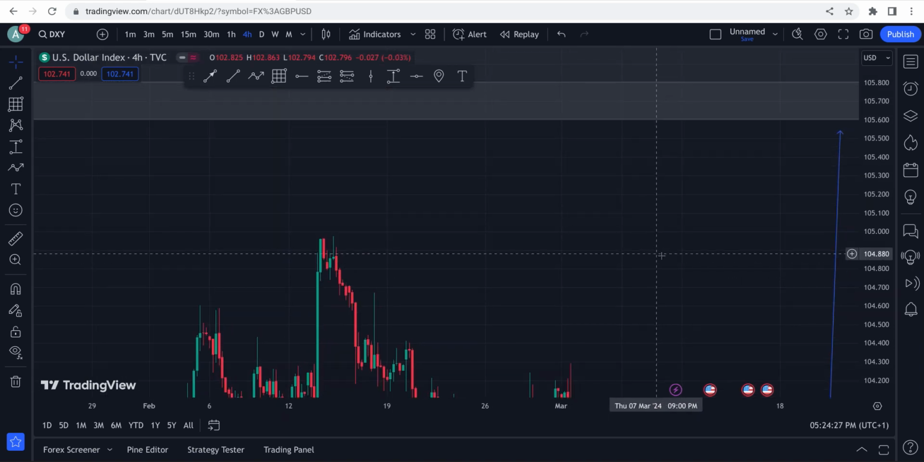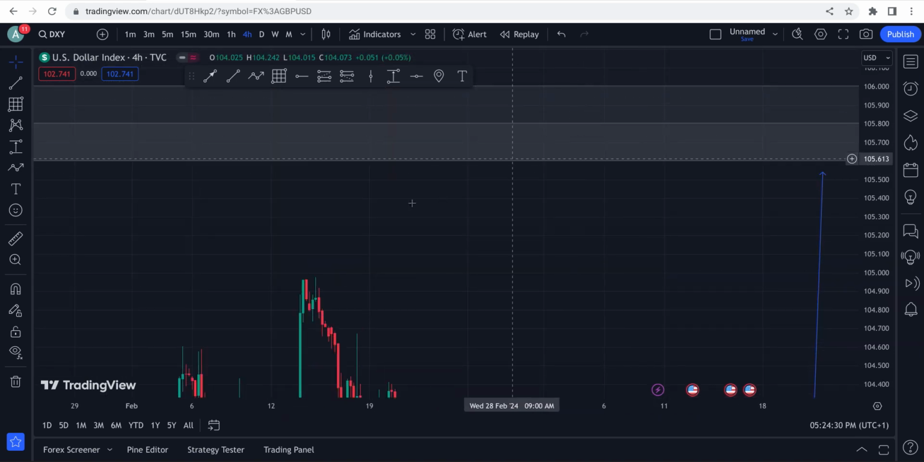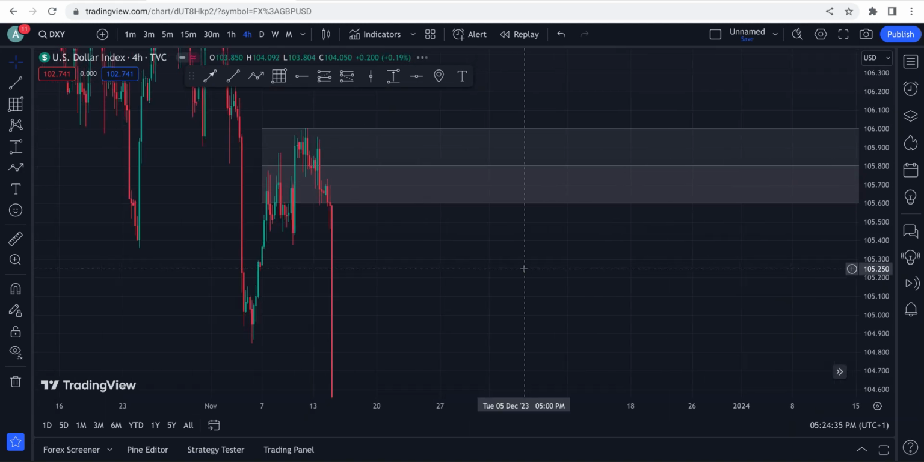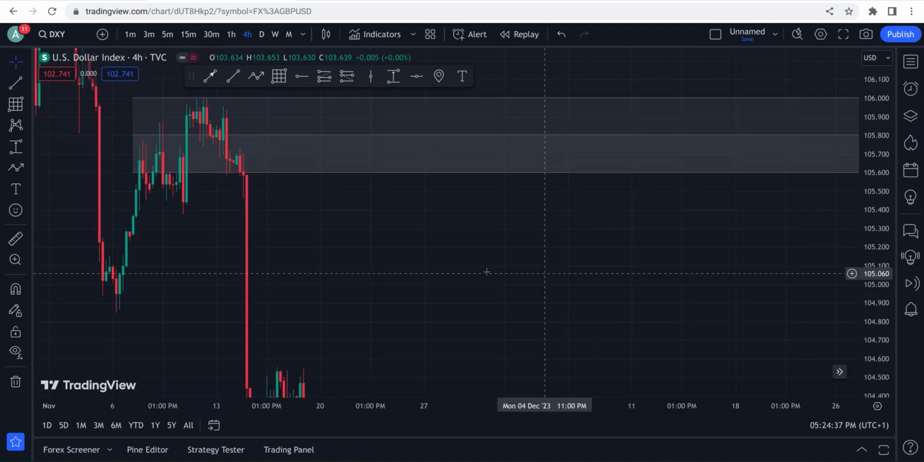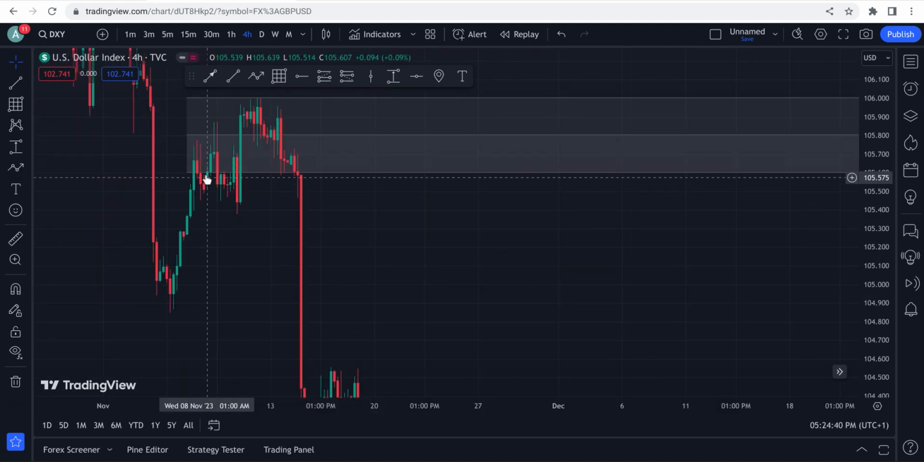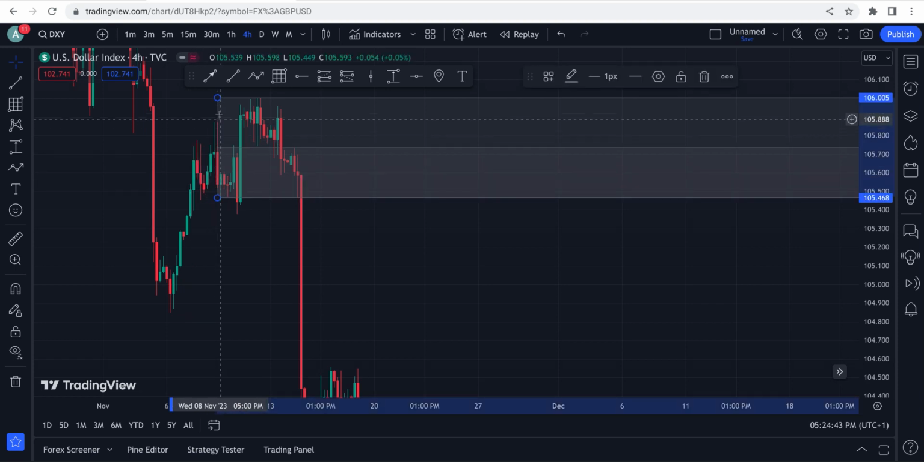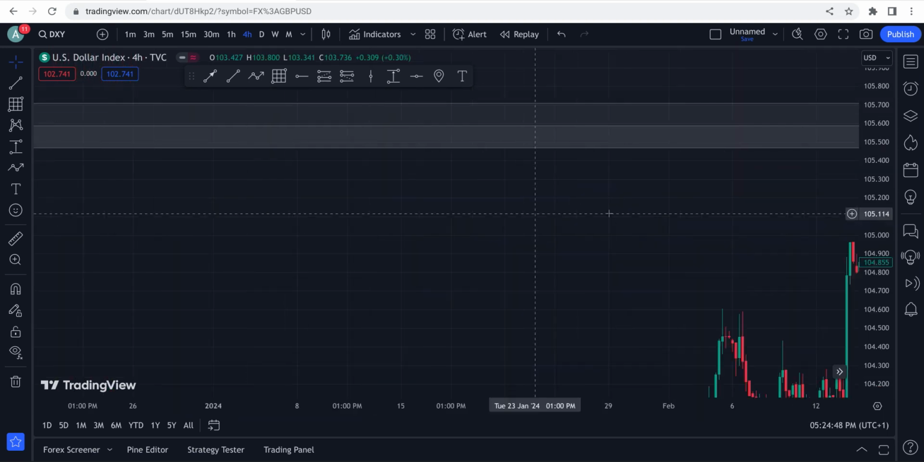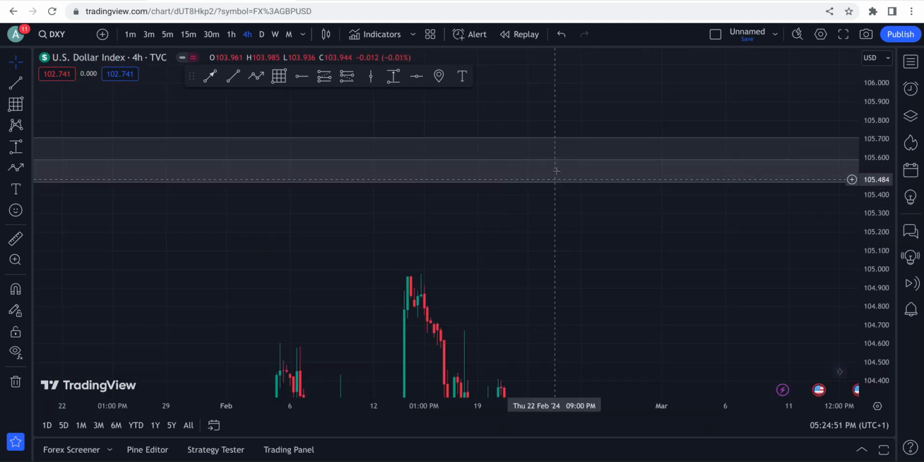So I'm expecting price to move to this zone. I have to refine it to H4, guys. So let's refine it on H4. You have to define the zone. Okay. So with the key level of 150,500.